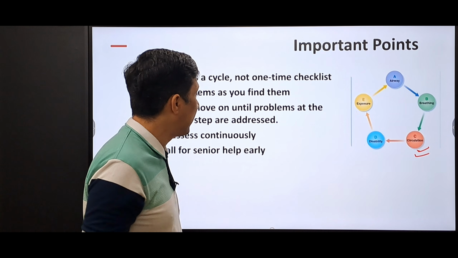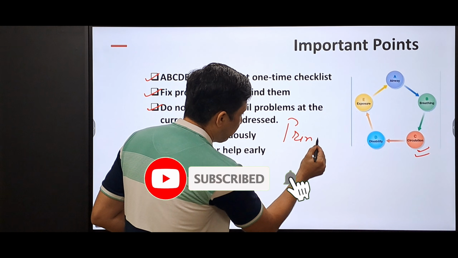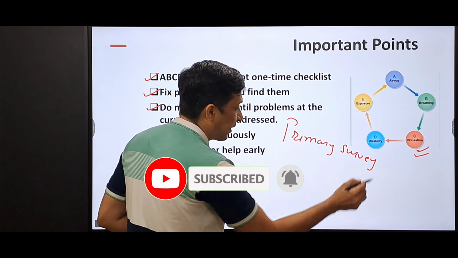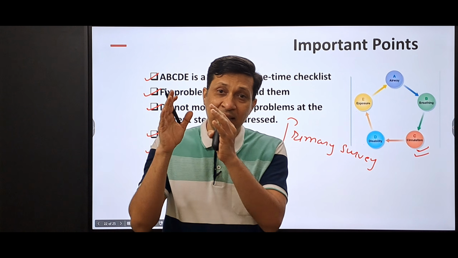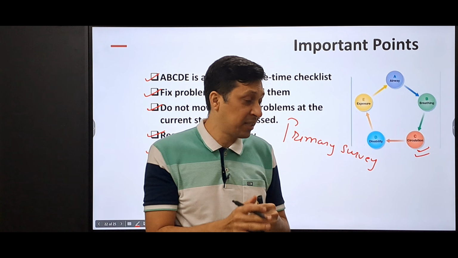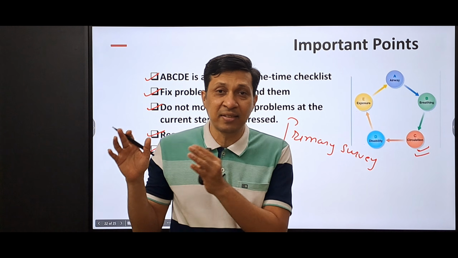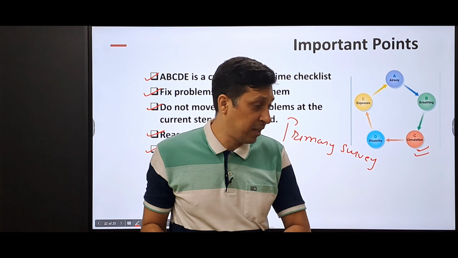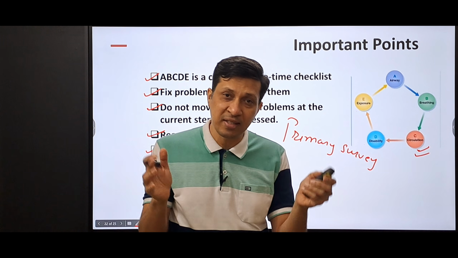So this ABCDE is a part of the primary survey. Whenever a patient is managed in emergency, there is one primary survey and then there is a secondary survey. All the life-threatening conditions are managed under the primary survey and the other conditions are managed in the secondary survey. So this ABCDE approach is nothing but a primary survey.